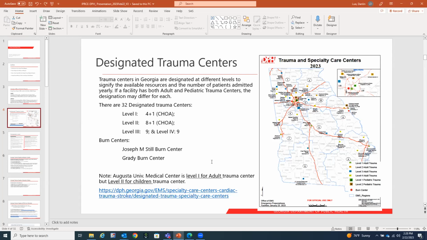Also, we have 2 burn centers: the Joseph Sams Steele Burn Center and the Grady Burn Center. And Augusta University Medical Center is level 1 for adult trauma, but level 2 for children's trauma. For all the trauma center information, you can find it at this link. The right side is the trauma and specialty care centers map. From this map, you can find where the trauma centers are and what their levels are.